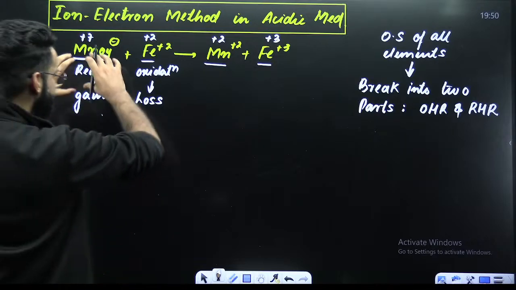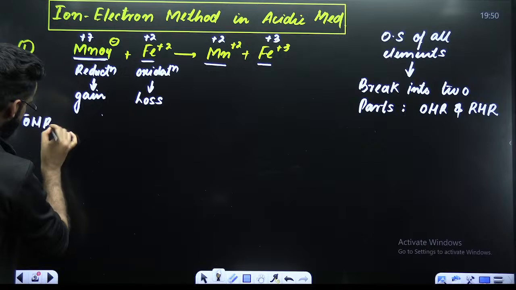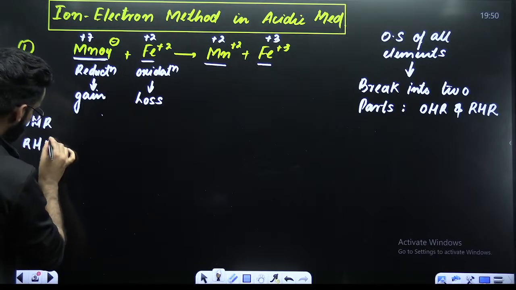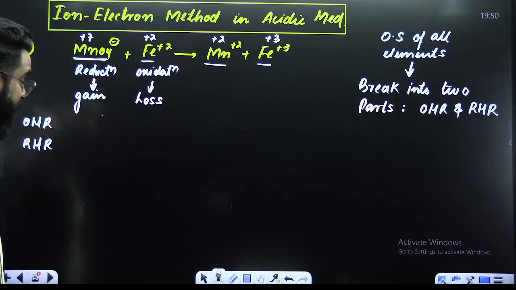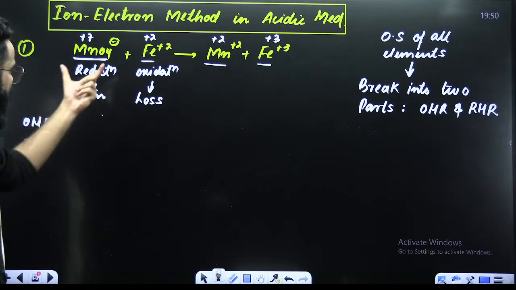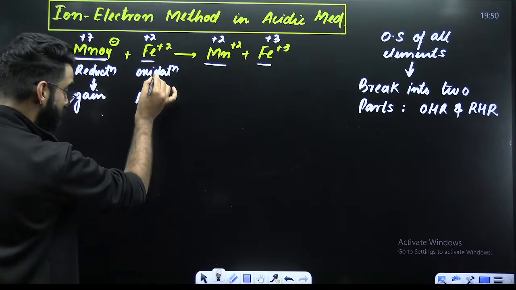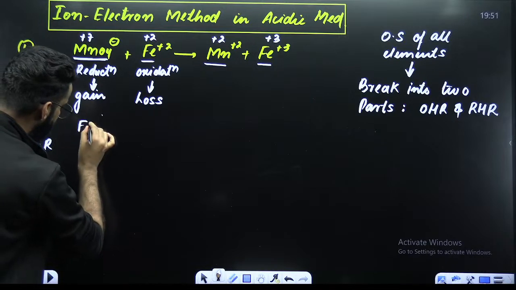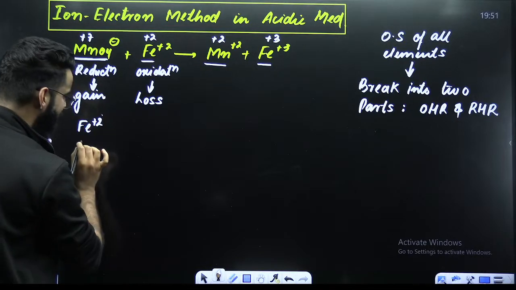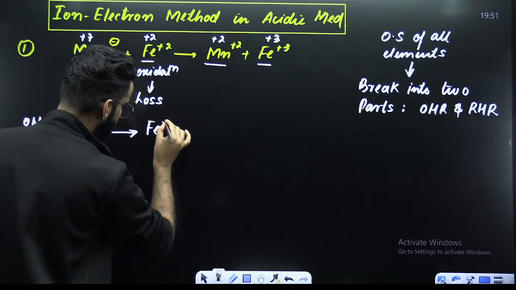Now, my dear students, this main reaction, I'm going to divide it into two parts. One is going to be your oxidation half reaction and the other your reduction half reaction. Now, which species among these two is undergoing oxidation? Fe di positive is undergoing oxidation, and it's getting converted into Fe tri positive.